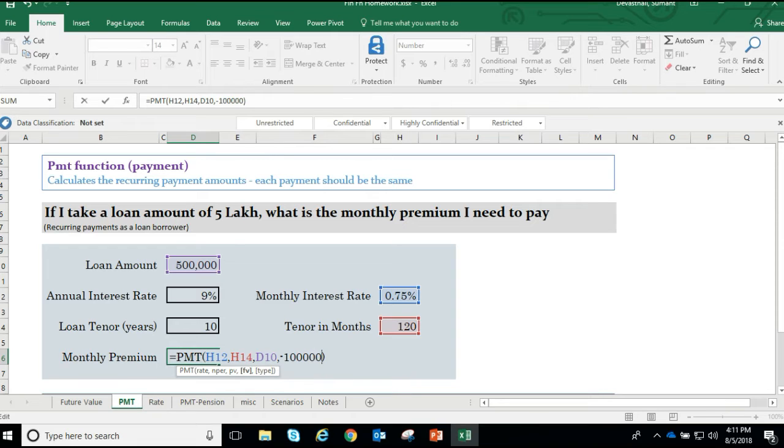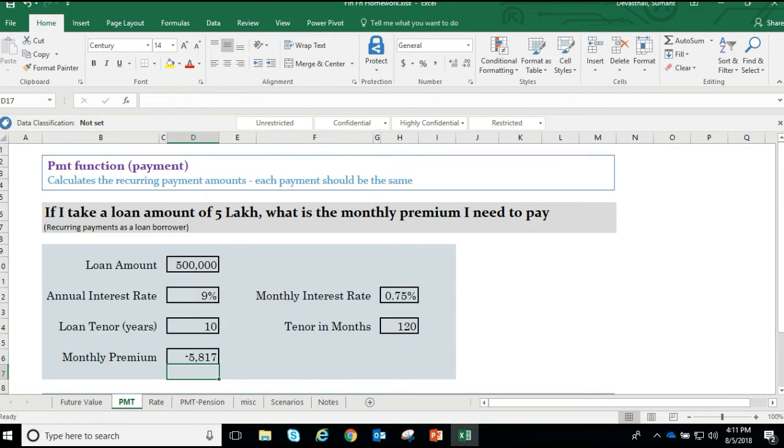So let's try and put that here and see whether the premium goes down. Obviously the premium has to go down because you're paying only 4 lakh and the remaining 1 lakh you're paying at the time of closing the loan.